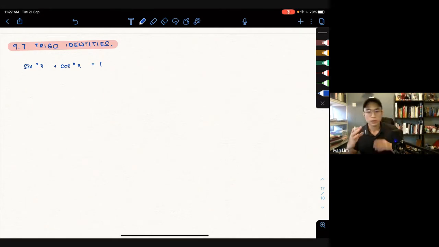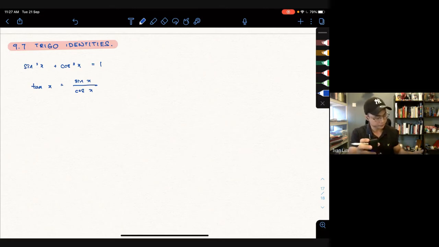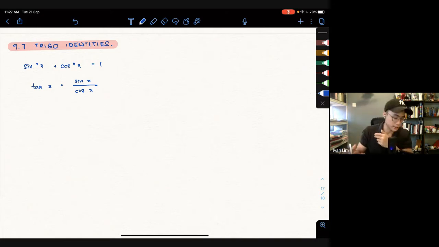Right now, one of the possible questions for your IG also is that we will be proving using trigo identities. So far, what we have learned from the previous class is sine square x plus cos square x equals to 1. The next one that we learned was tangent x equals to sine x over cos x. So this is for part 9.7. Later on, we'll learn another 2 or 3 more, and then you will learn the inverse of sine, cos, and tangent also.